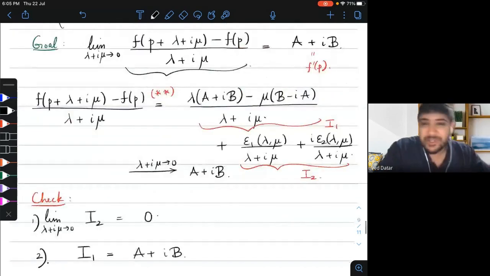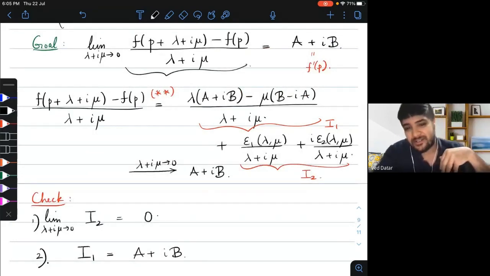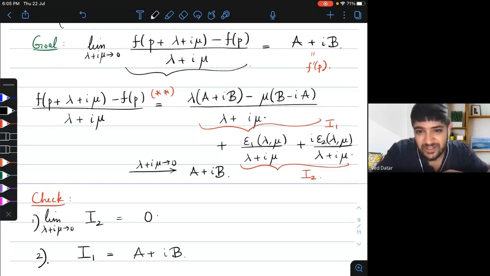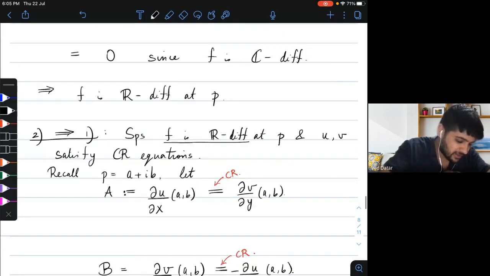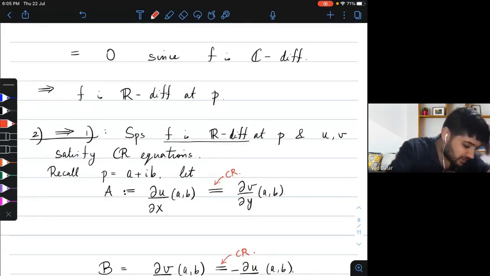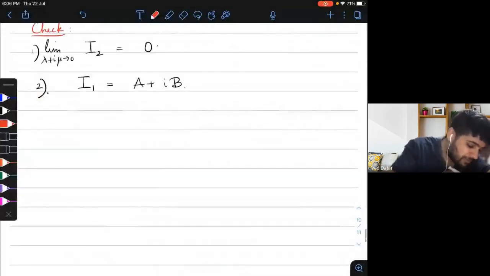Okay, so basically, if you assume R-differentiability and the Cauchy-Riemann equations, then you get complex differentiability for phi. So this completes the proof of the theorem. Okay, so we have proved that 2 also implies 1. So let me maybe make a remark.